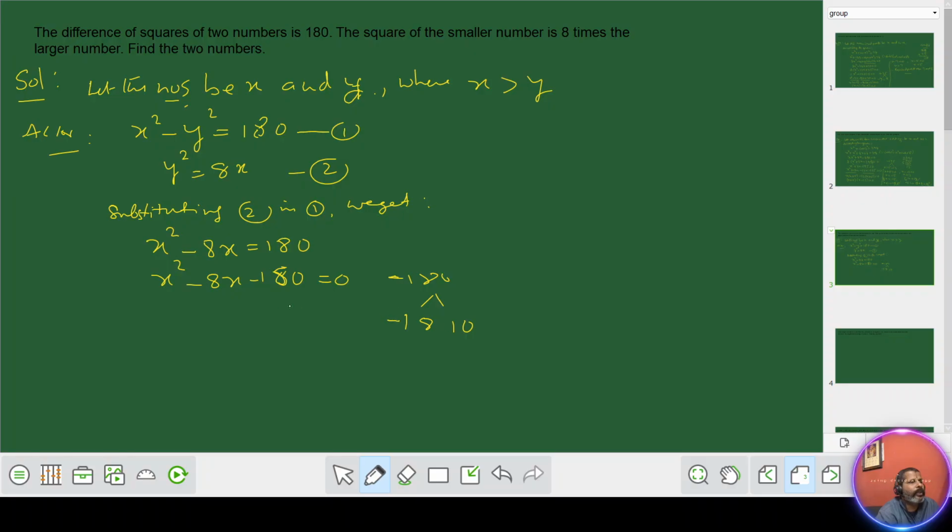Minus 8 is required. Put minus to the bigger number, then plus here. Verify here. Minus 18 into plus 10, we get minus 180. Minus 18 plus 10 added, we get minus 8. So split the middle term, x square minus 18x plus 10x minus 180 equal to 0. Take the common thing here, x of x minus 18.